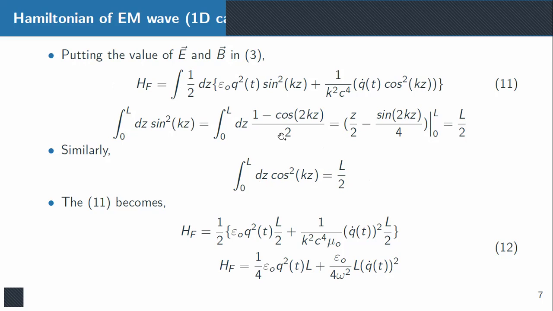We could easily simplify the calculations by using the double angle trigonometric identities. So putting these results back into equation 11, we get equation 12. And we could see that it resembles the energy of the harmonic oscillator.